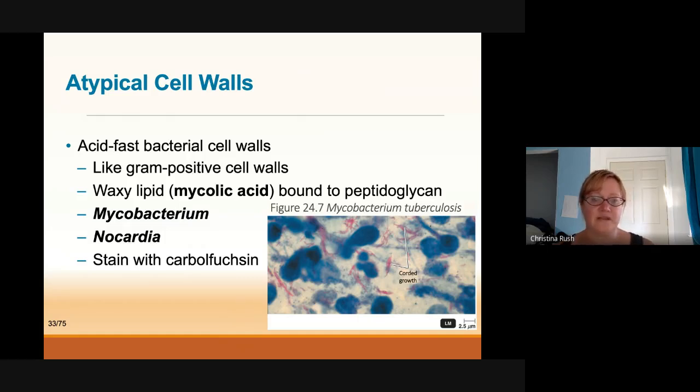And these are going to stain with carbolfuchsin. So Mycobacterium, this is the picture that you're looking at here. They're going to be acid-fast positive, and it's for if you were looking for tuberculosis.